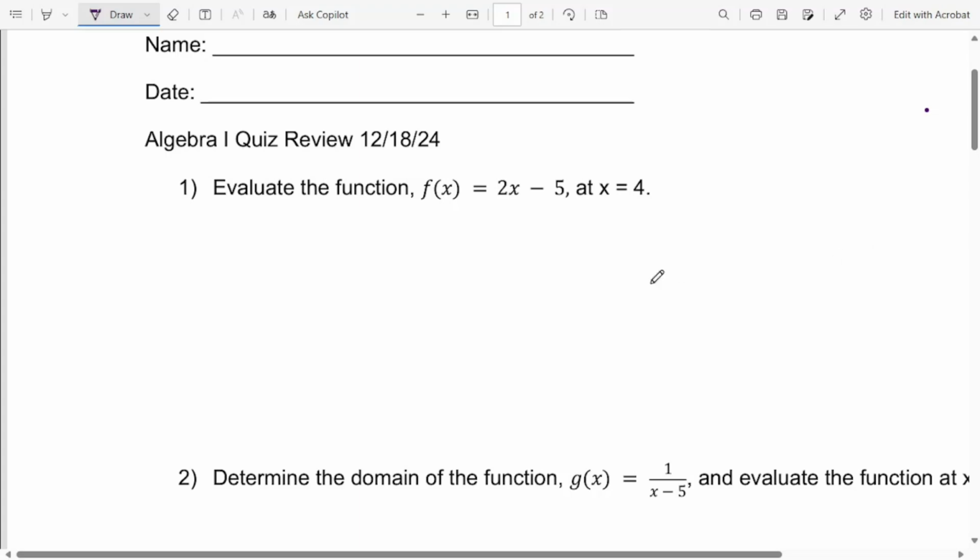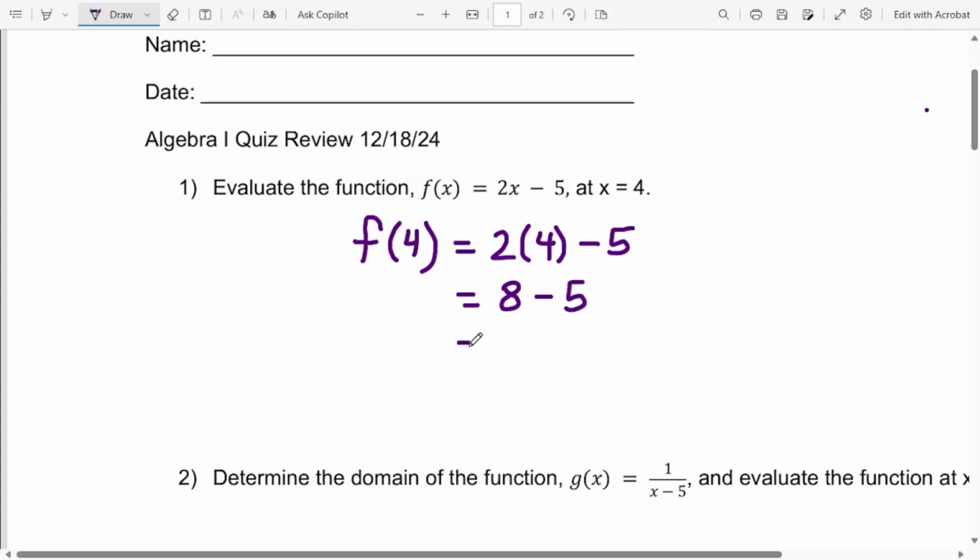In this video, we're going to go through a quiz review I have for some Algebra 1 students. So we're going to evaluate the function f of x equals 2x minus 5 at x equals 4. So everywhere there's an x, I'm going to substitute in 4. So I'm going to say f of 4 equals 2 times 4 minus 5. Okay, so 2 times 4 is 8, and 8 minus 5 is 3.